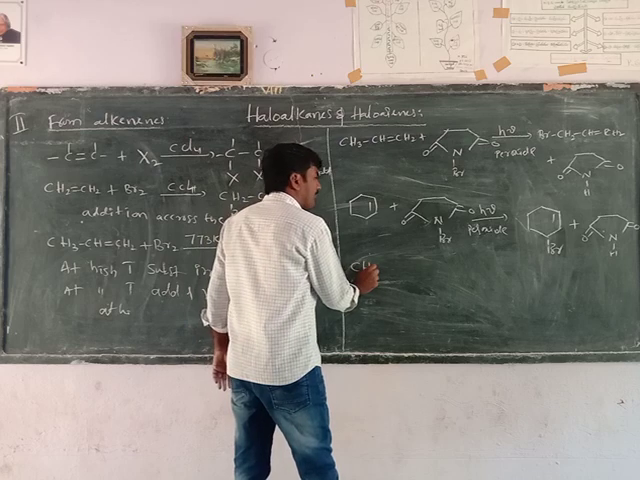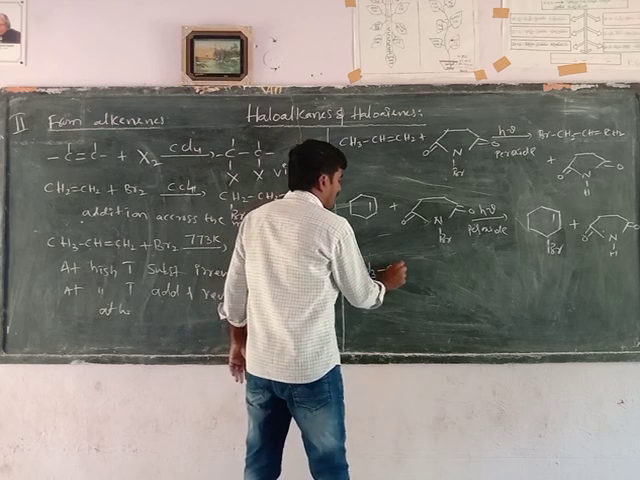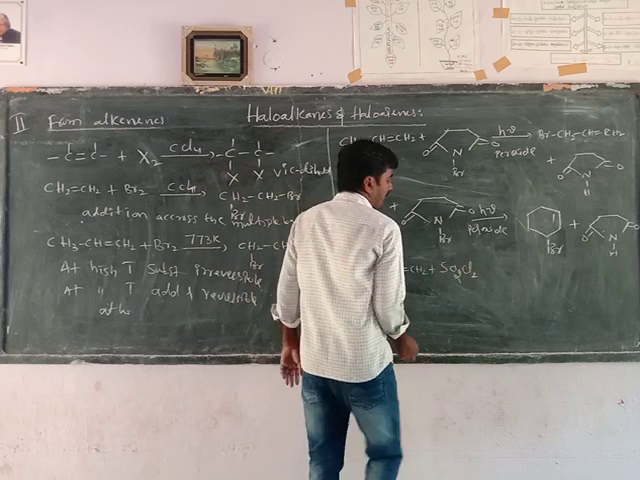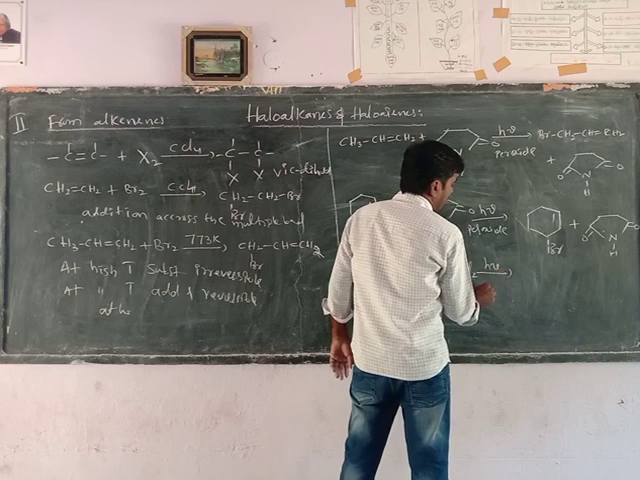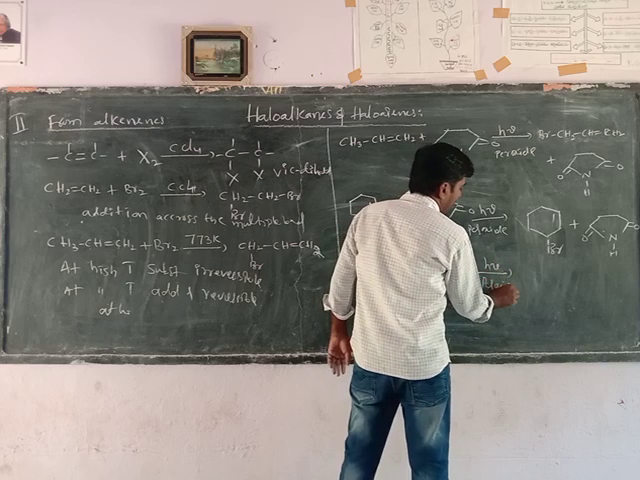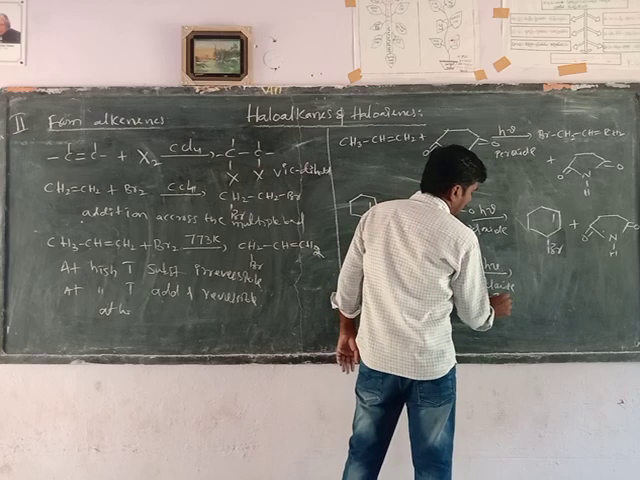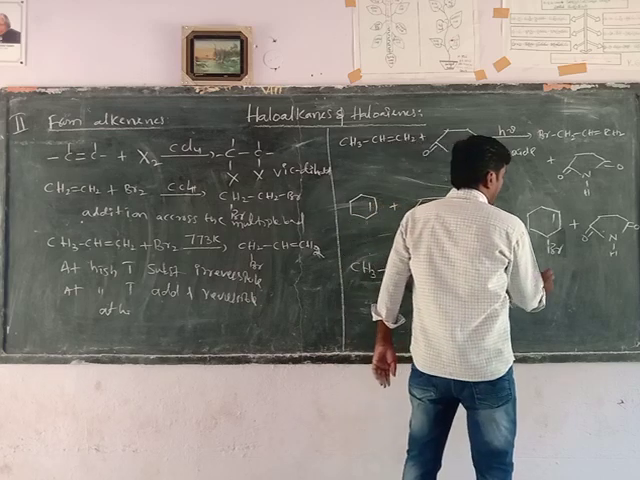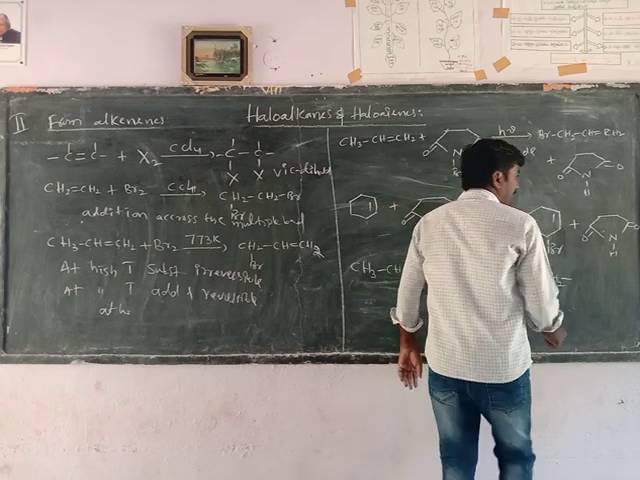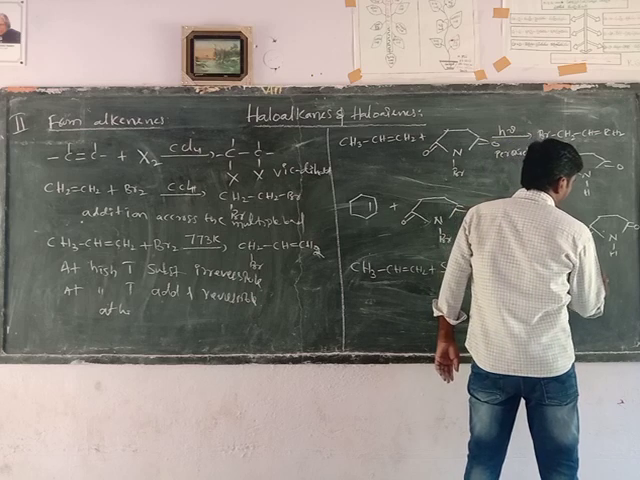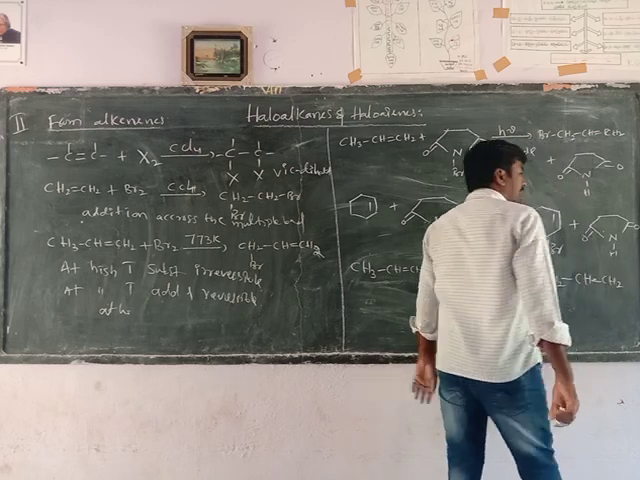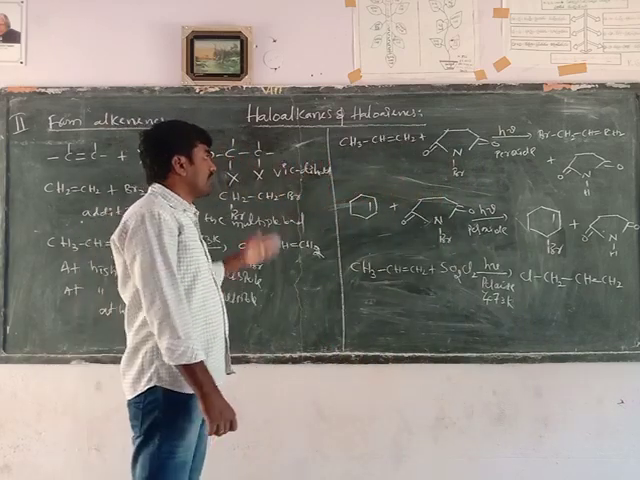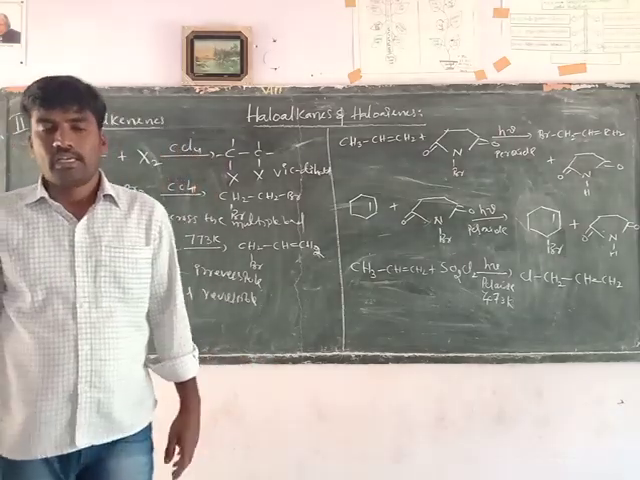Next specific reagent, sulfuryl chloride. Propene reacts with sulfuryl chloride in the presence of sunlight or peroxide as an initiator at 473 Kelvin temperature to form allylic chloride. The allylic hydrogen atom is substituted with a halogen atom to form 3-chloropropene. This is the reaction of alkenes with halogens and different reagents to form alkyl halides.